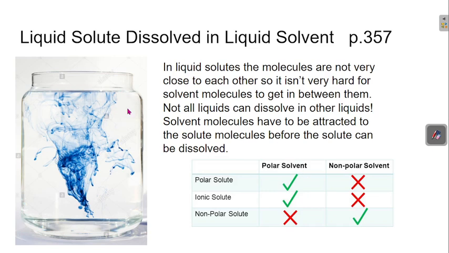You're going to have two layers. Non-polar liquid solutes will only dissolve in non-polar solvents. It's the same reasoning that we used for the solid solutes. There has to be attraction between the molecules to dissolve one inside the other. So if there are charges and they're strong enough, it will dissolve. If there are no charges, there's no attraction, and there's no dissolving. Okay?